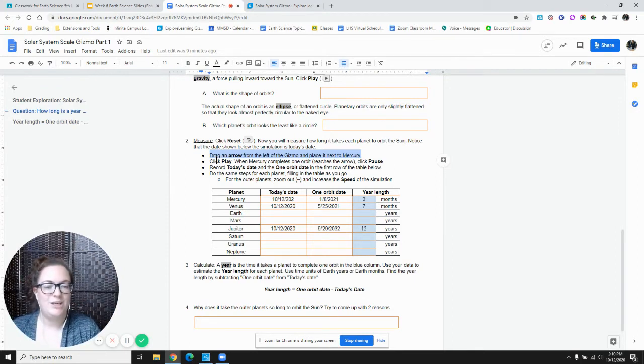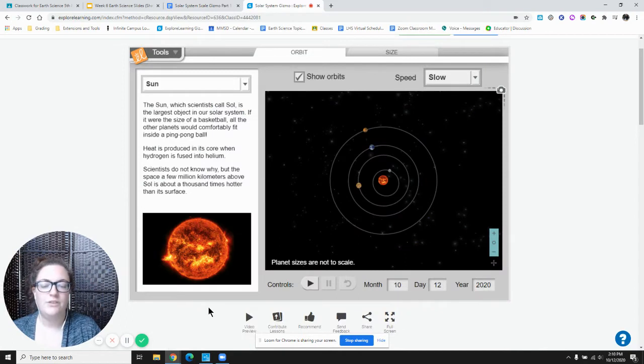So what this is asking you to do is to practice measuring the orbit for all of the planets' years. What is their year going to look like? And we compare it to our year, our 12-month year. So on the sheet, it asks you to drag an arrow and place it on Mercury.